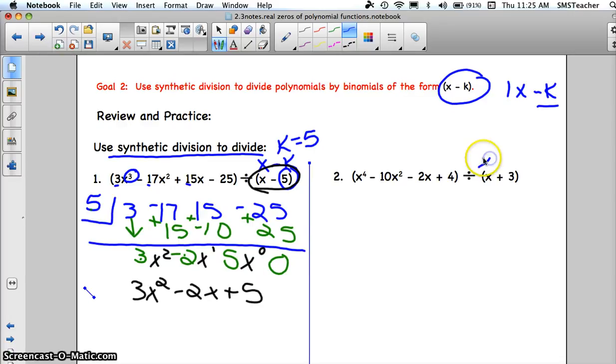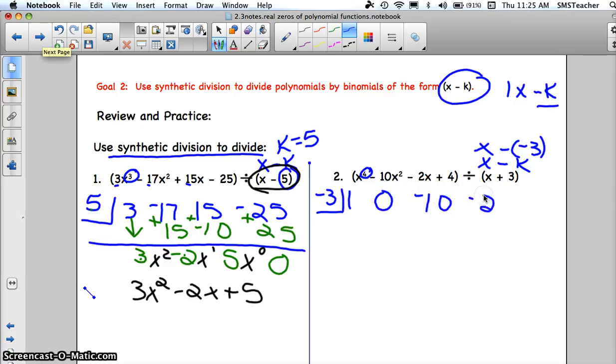X minus k is the form. That's x minus a negative 3. So k is equal to negative 3. The highest power is 4, so we need to make sure we have a place marker for all descending powers from 4. The coefficients are 1. There's no x cubed, so place marker 0, negative 10, negative 2, and 4. Let's confirm x to the 4th, x to the 3rd, x to the 2nd, x to the 1st, and x to the 0.